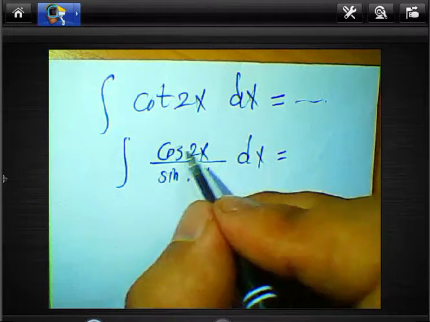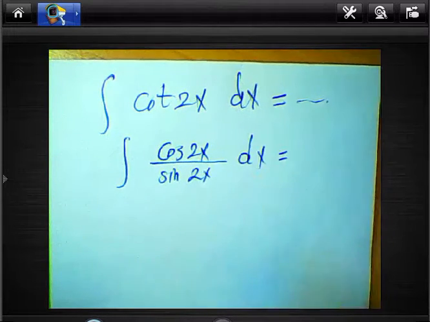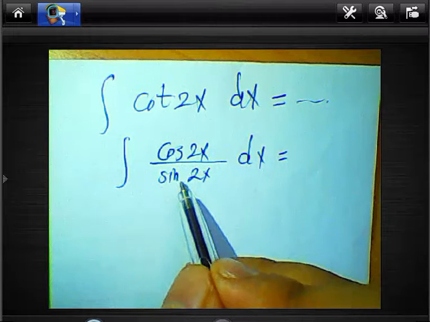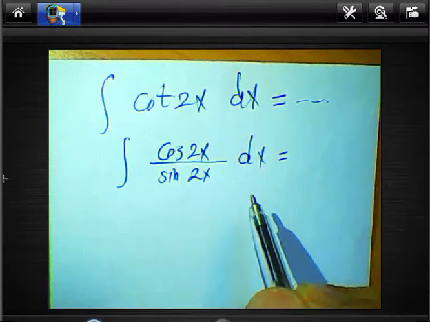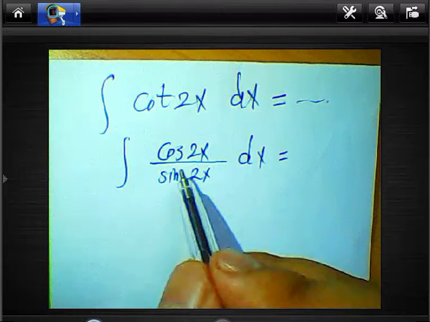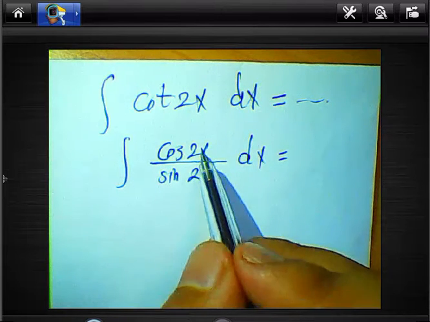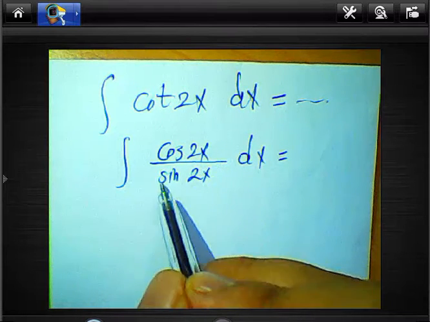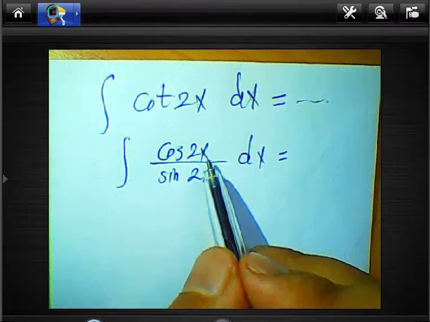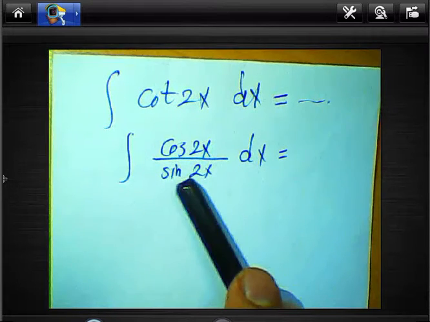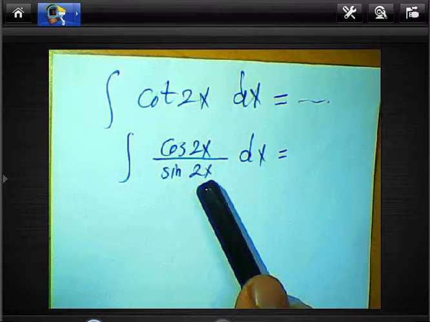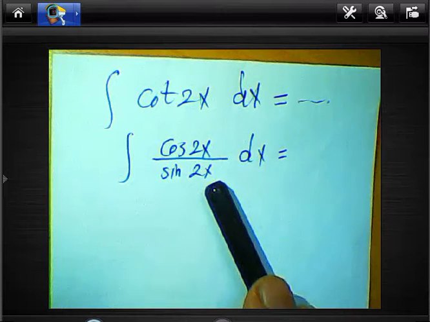We know the numerator is cosine 2x and the denominator is sine 2x. And we know sine 2x equals 2 sine x cosine x. And the integration of what? Of the denominator will be cosine 2x. Look at here again, this denominator. What about the derivative of sine 2x? It will be cosine 2x multiplied by 2.